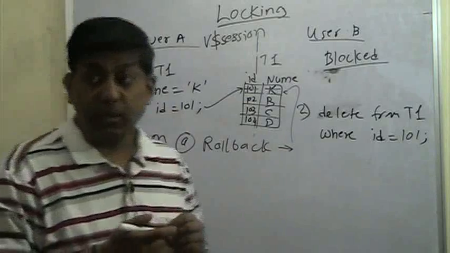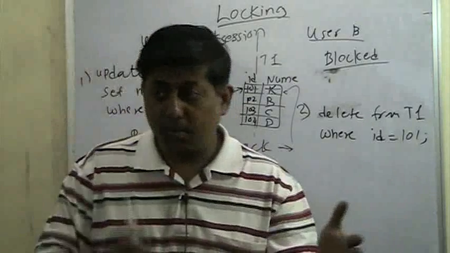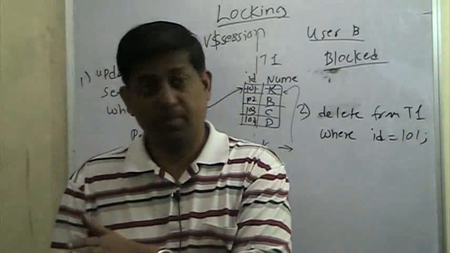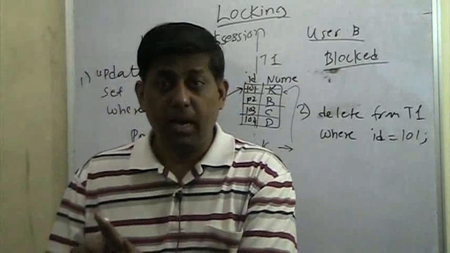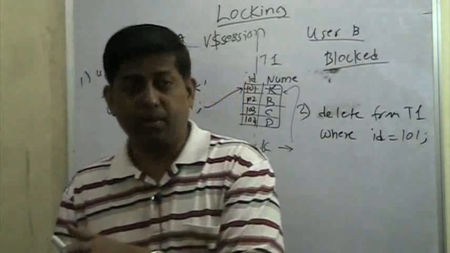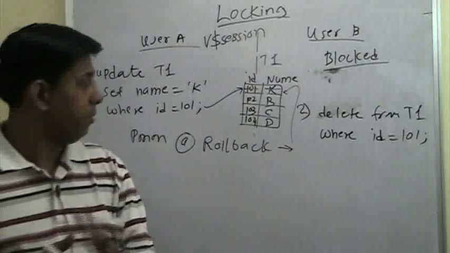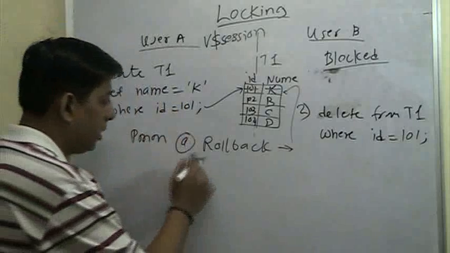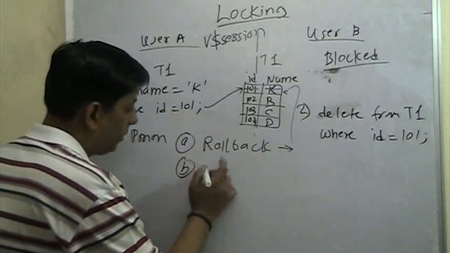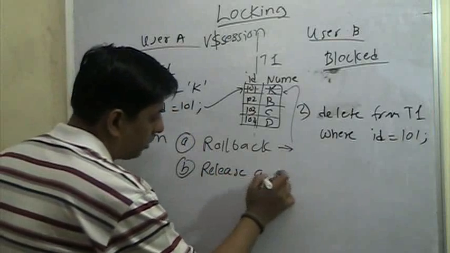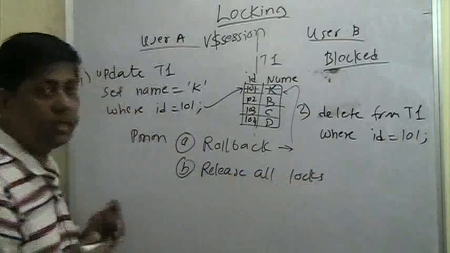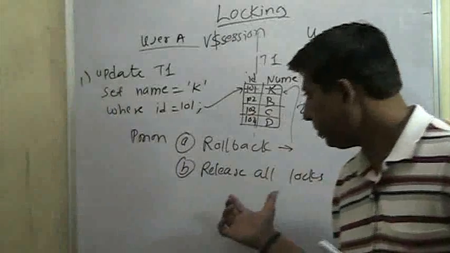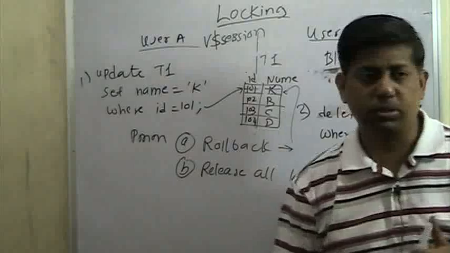When the session is killed, if the session has deleted 10 rows, what happens to those 10 rows? They should come back, because the user has not done a commit, so we assume the user would like to bring them back. We are not committing, we are killing the transaction. And number 2 is to release all locks. This is done by PMON when we type the alter system kill session command. That is the job of PMON. That is why the PMON process is there.